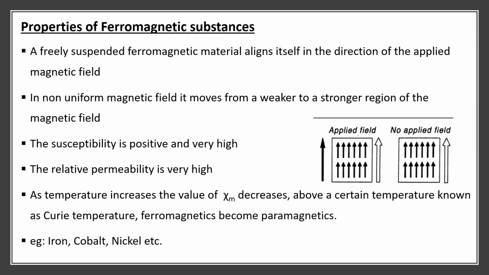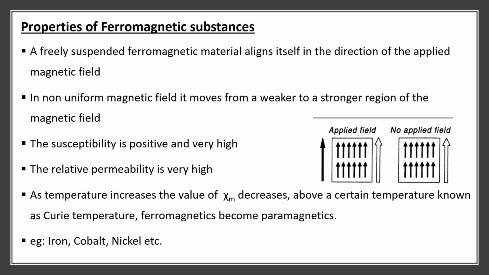Next are the properties of ferromagnetic substances. When a ferromagnetic substance is freely suspended, it aligns itself in the direction of the applied magnetic field. In the figure, you can see the effect of a magnetic field on a ferromagnetic material. The second property is that in a non-uniform magnetic field, it moves from a weaker to a stronger region of the magnetic field.